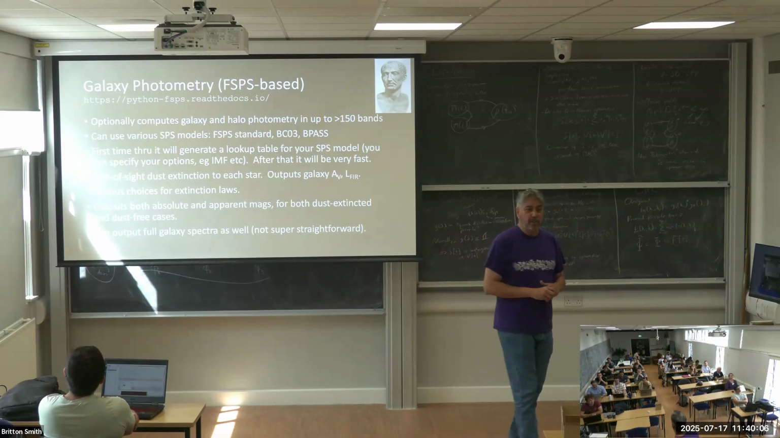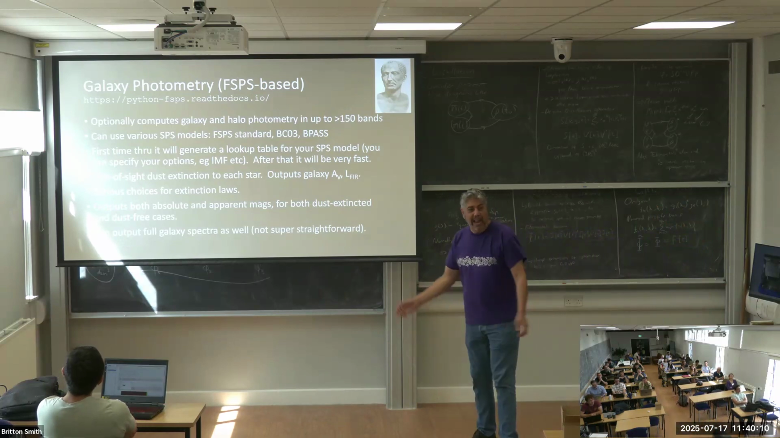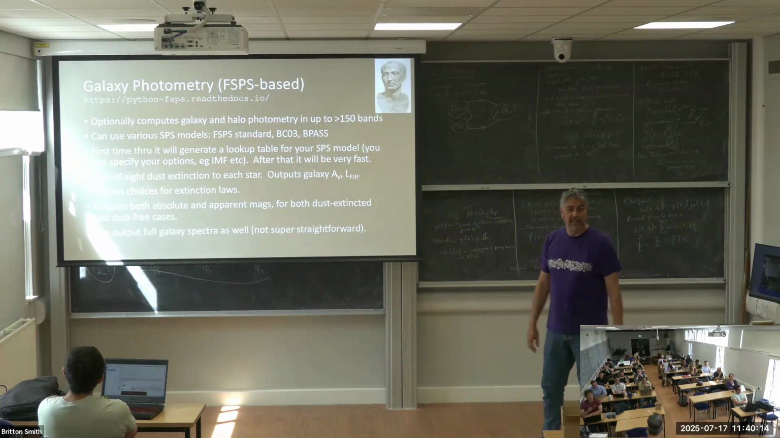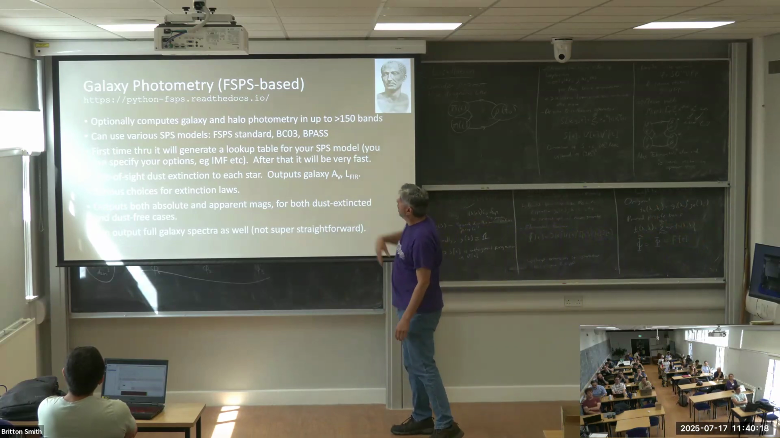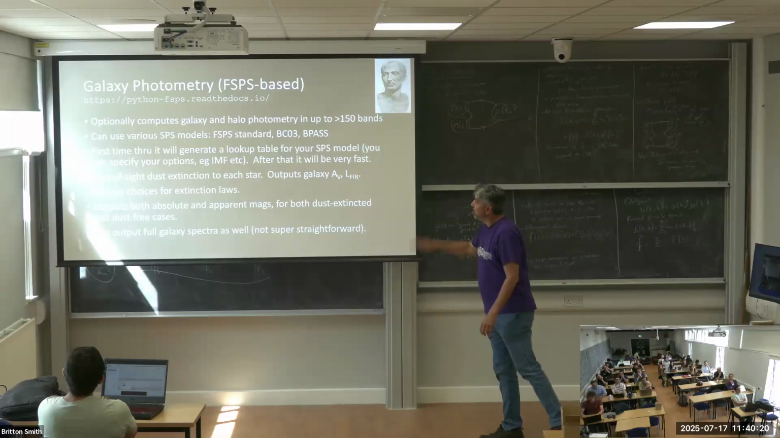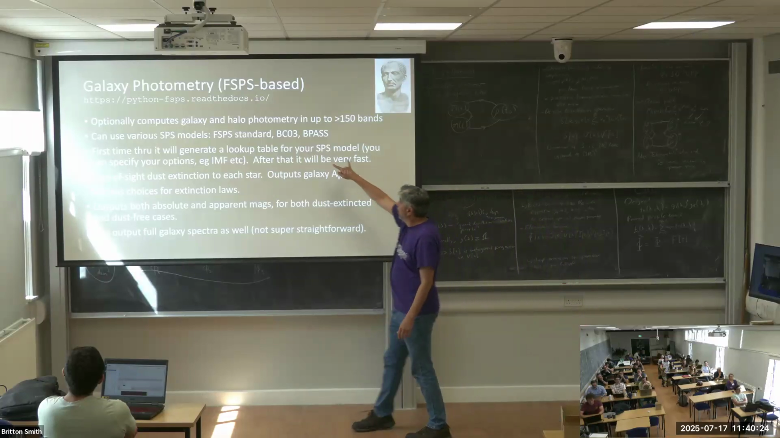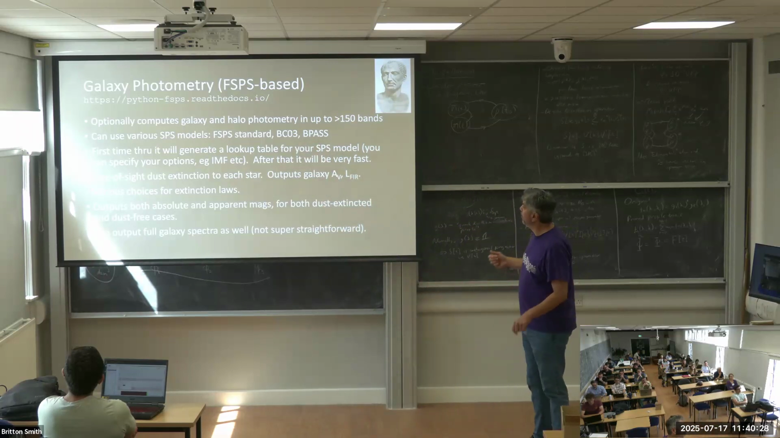Say you want to know the Euclid bands photometry for all your galaxies, right? It just goes and does that for you. So you can use various SPS models, right? It's all based on FSPS. It's kind of the front end, but you can input other population synthesis models if you like.